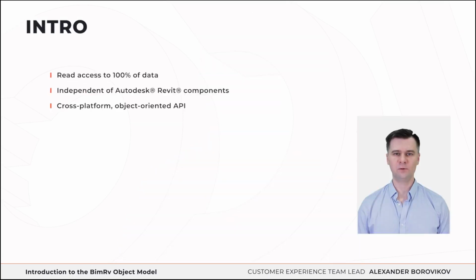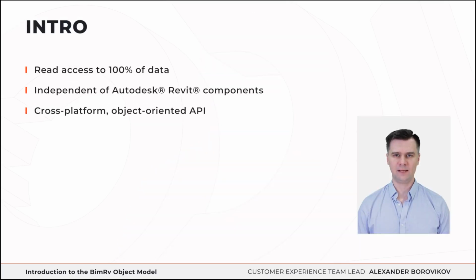A brief overview of our BimRv SDK. It allows to access 100% of the data that is stored in Revit files. It is absolutely independent from Autodesk Revit or any other software. So, to access Revit files data, you need just BimRv. Our SDK is implemented in cross-platform C++, thus it may be used for various operation systems. Currently, the archives are available for Windows, Linux and macOS.